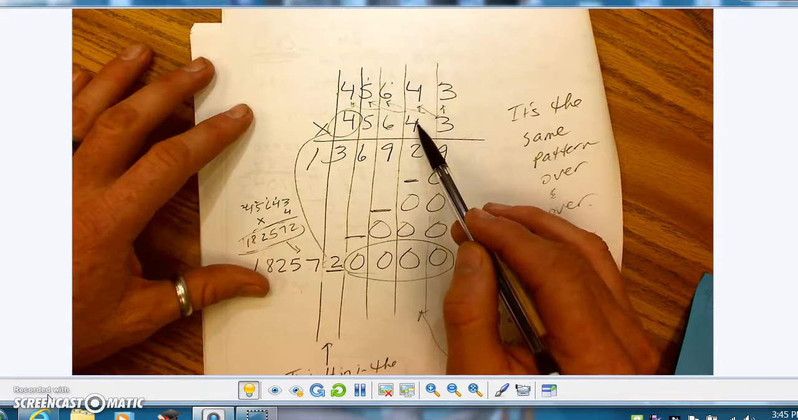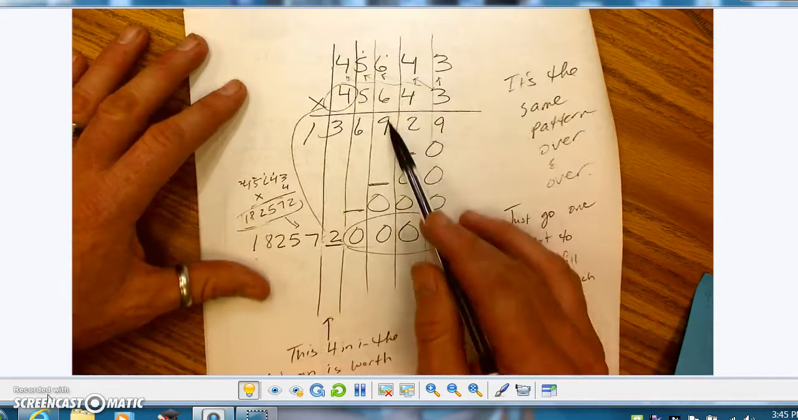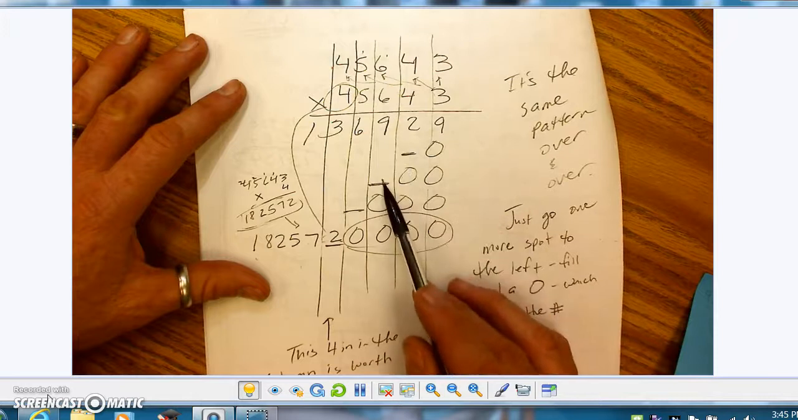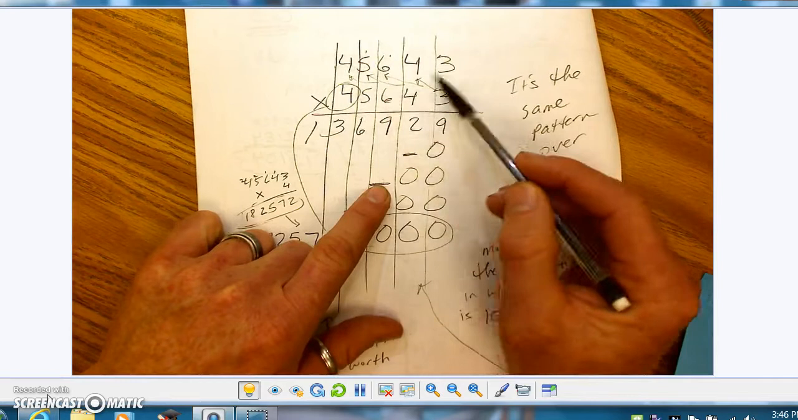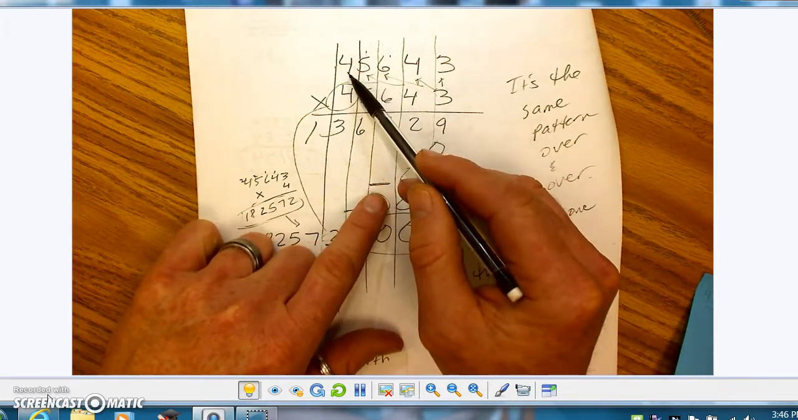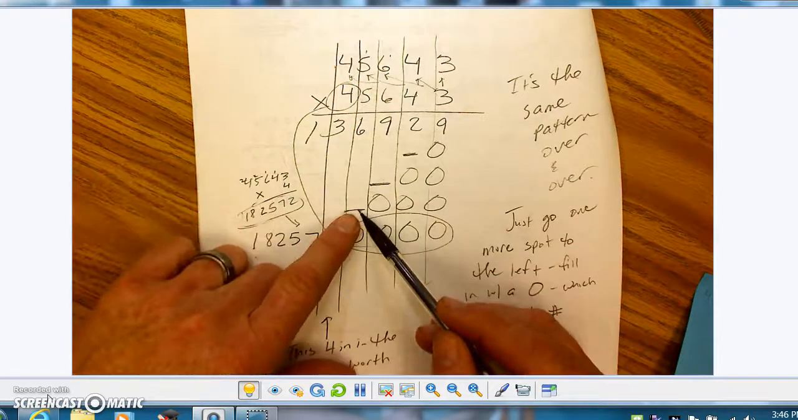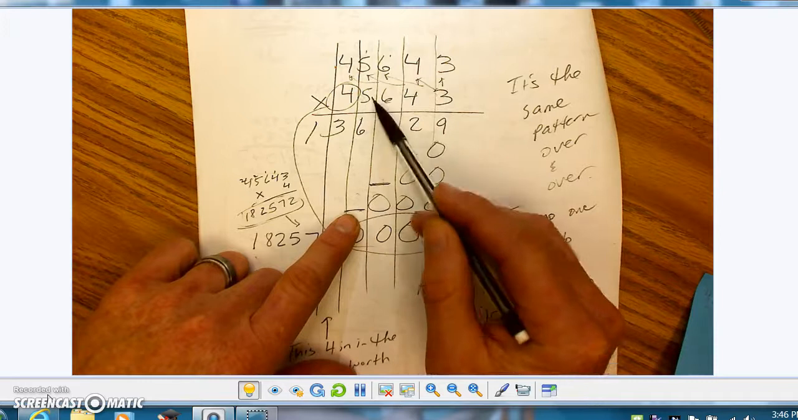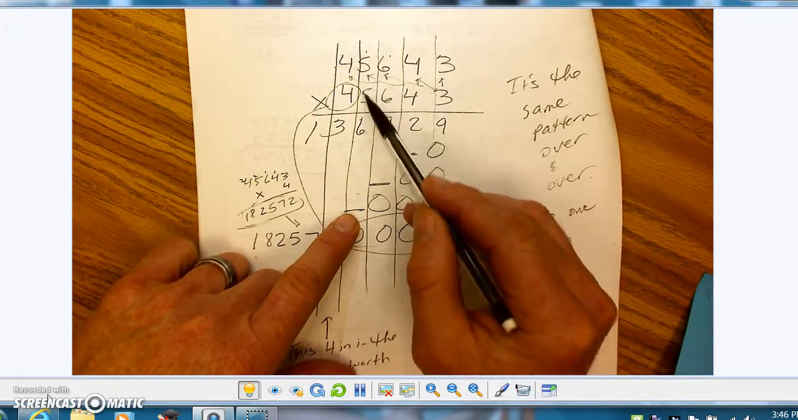4 times 3, 4 times 4, 4 times 6, 4 times 5, 4 times 4. And I'd go to the next one, which is this column. And so I'd put 2 zeros there to get me to the 6. So I'd go 6 times 3, 6 times 4, 6 times 6, 6 times 5, 6 times 4. Alright, I'd do the 5 down here. And so I'd have my 5 times 3, 5 times 4, 5 times 6, 5 times 5, 5 times 4.